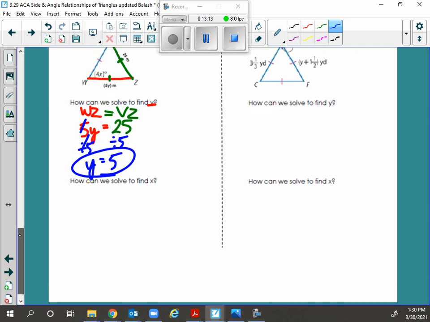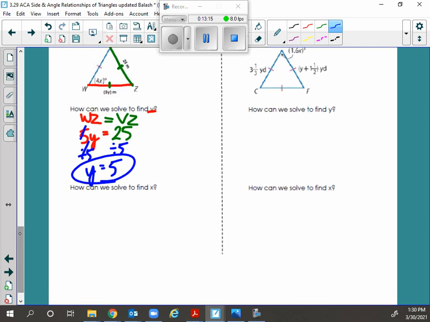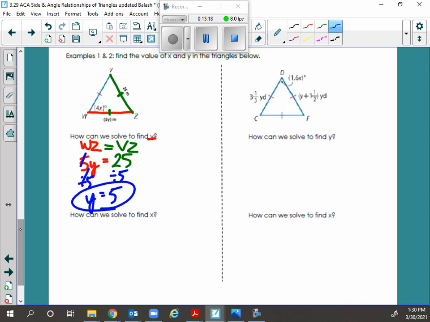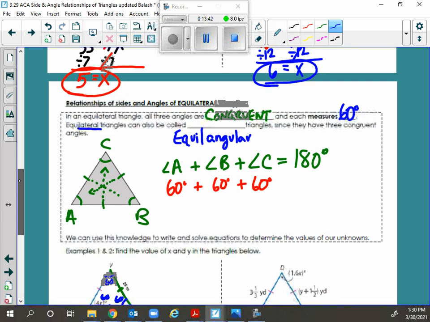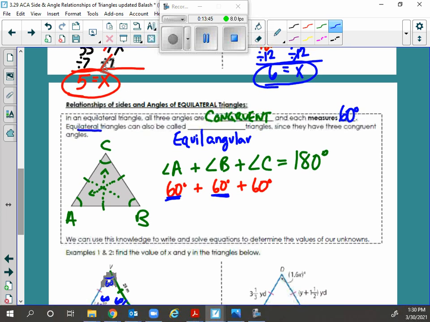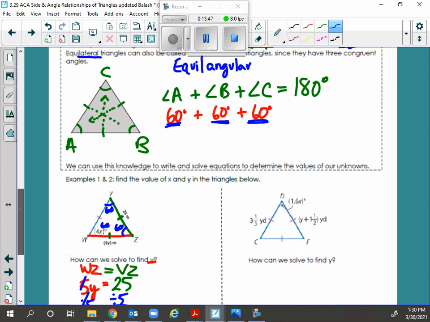How can we solve to find x, you may ask? Well, I don't have any other angles on here where it tells me how many degrees it's supposed to be. I just know that they're all the same. Friends, because it's equilateral, I know that each of these has to be 60 degrees. There's no other option. It's a rule. If I were you, I would commit that to memory, where if we have an equilateral triangle, all the angles have to be 60 degrees. It'll be helpful to know that.